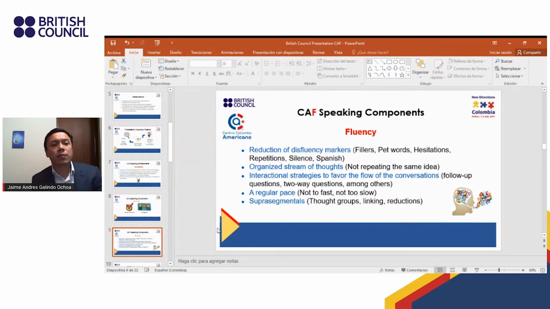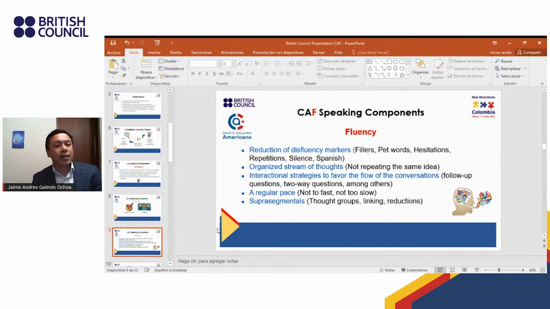We also have the concept of interactional strategies to favor the flow of the conversation. We have a tendency to analyze fluency individually, but if we are following a communicative approach, in a speaking context in which you interact, you also need to favor strategies that create follow-up questions, two-way questions, and strategies that allow fluency in a two-way exchange.